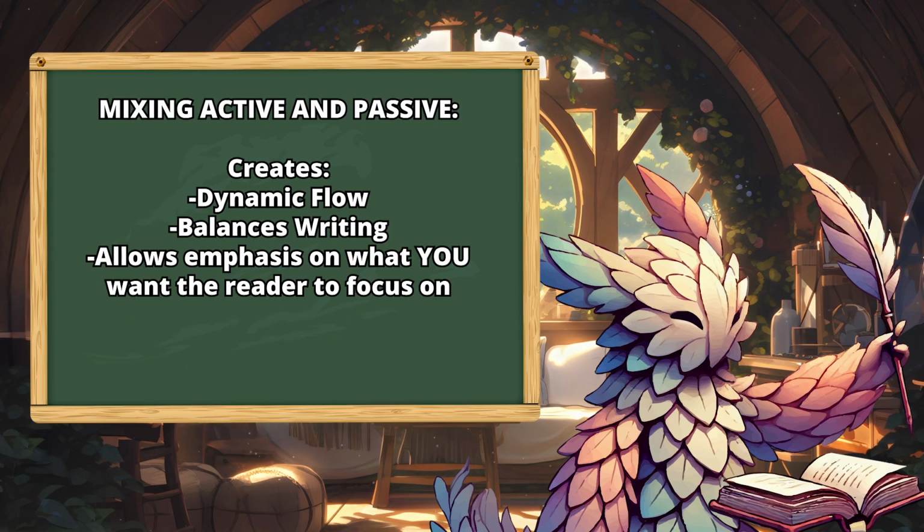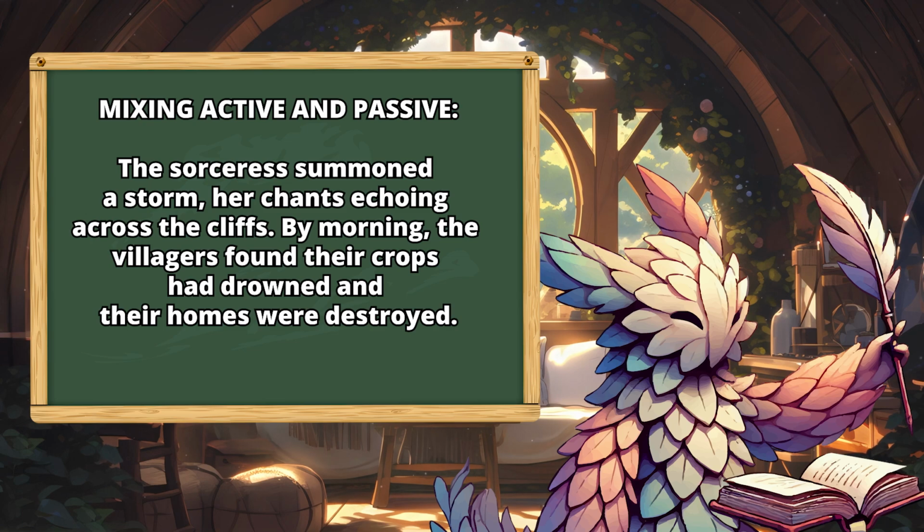The real magic happens when you mix the two, creating a dynamic rhythm in your writing. This balance allows you to emphasize key actions while softening or de-emphasizing less critical details. For example, the sorceress summoned a storm, her chants echoing across the cliffs. By morning, the villagers found their crops had drowned and their homes were destroyed.